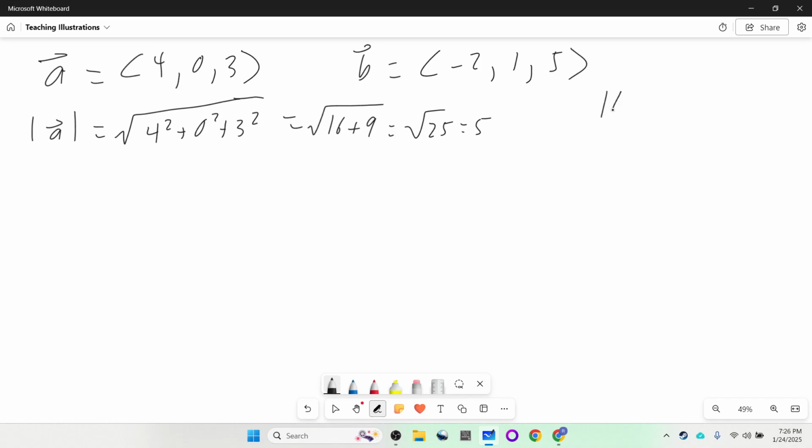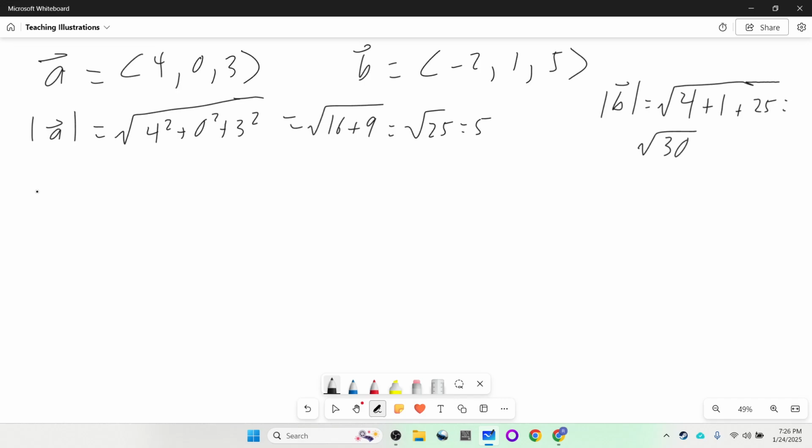It's used so often just because everything comes out to whole numbers, and so that makes it easier to do the calculations by hand. Square each of these. -2 squared is 4. 1 squared is 1. 5 squared is 25. So we get square root of 30 is the length of B.